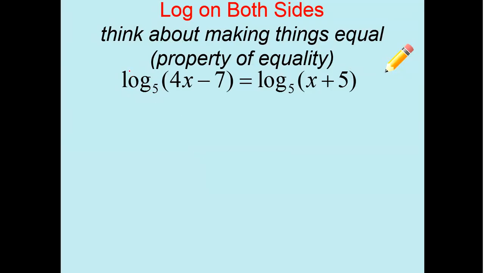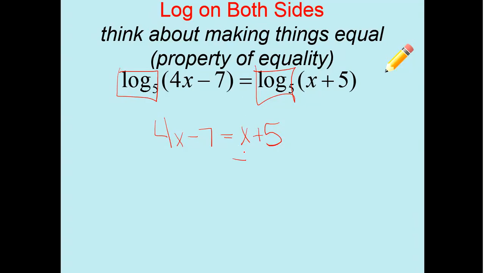So notice, guys, I have log base 5 and log base 5 on both sides. Since they are the same log, would you agree with me that all I need is the stuff in parentheses to be equal? Because let's say the left-hand side parentheses equal, let's say, 2, then the right-hand side has to be 2, right? Because they have to be equal. So all I need to do when I have two logs equal to one another is set the insides equal. Just like this. 4x minus 7 equals x plus 5. Not bad at all, right?